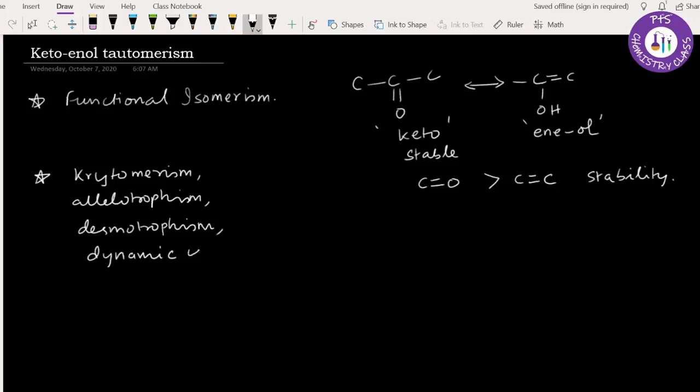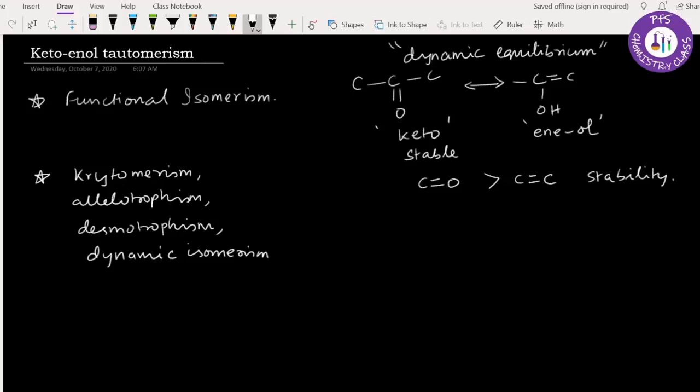So it's a dynamic isomerism. That means the keto form and the enol form are in a state of dynamic equilibrium. So depending upon the nature of the ketone and the enolic form of that particular compound, one form of it will be predominating in the equilibrium mixture, which will be responsible for the products that are formed with that compound. So usually, depending upon the nature, one form of the tautomerism will be a major product or majorly present.